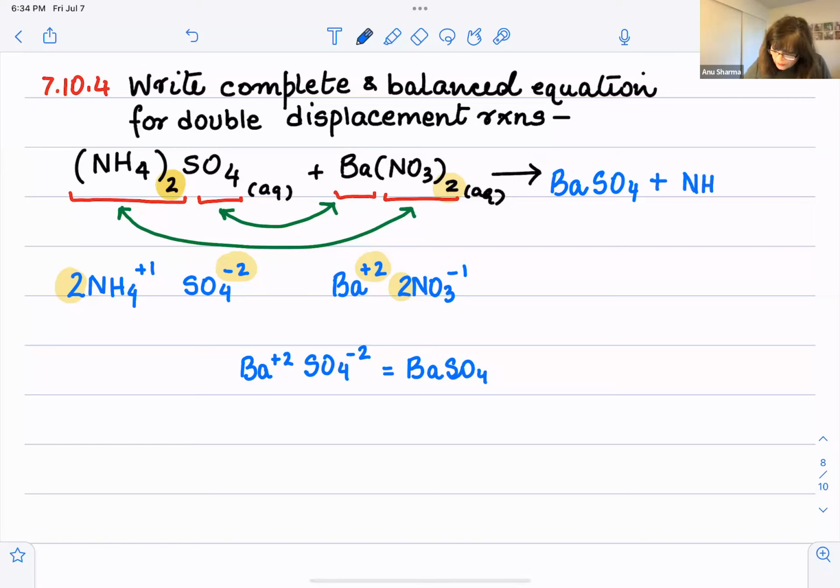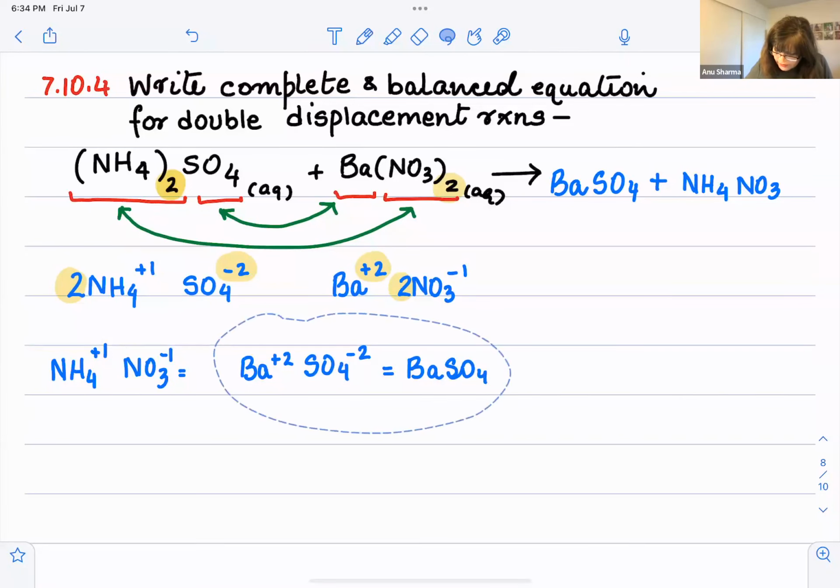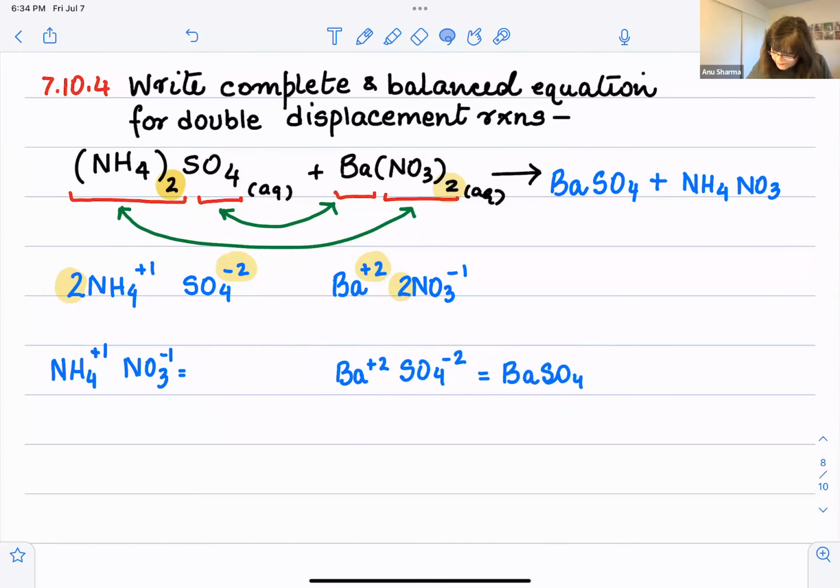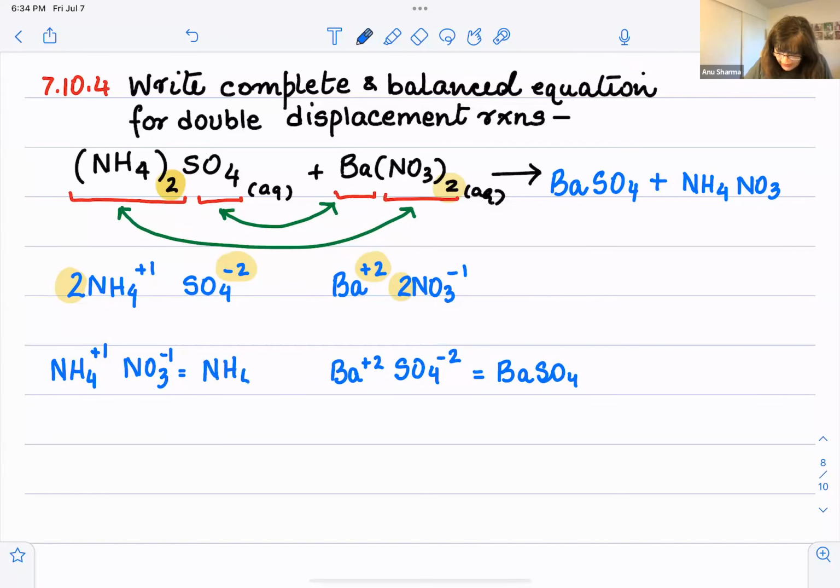Next is NH4NO3. Now what happened to the subscripts here? So here you have NH4. NH4 has +1 charge, and nitrate NO3 has -1 charge. So this becomes equal to NH4NO3. Let me move this here. So this becomes NH4NO3. Okay, so now the rest is balancing.